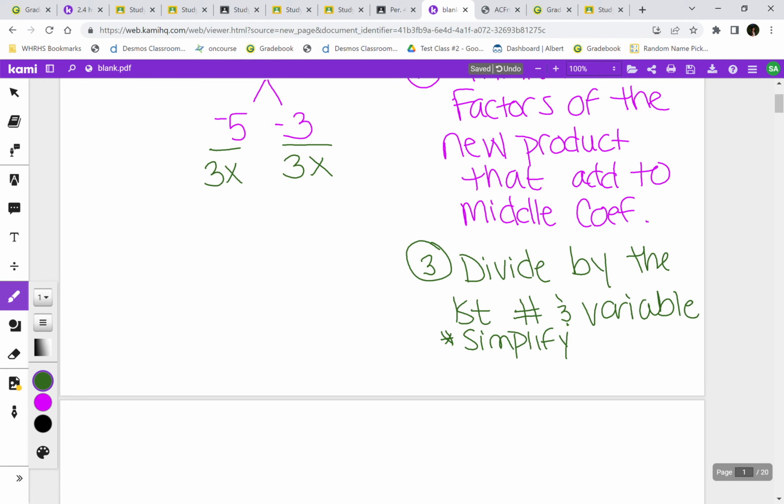Can I simplify a negative 5 and 3x? No. Can I simplify a negative 3 and a positive 3x? Yeah, I can divide top and bottom by 3, and I'll end up with a negative 1 and an x. And then your last step is make your double set of parentheses. And I'm going to write bottom to top.